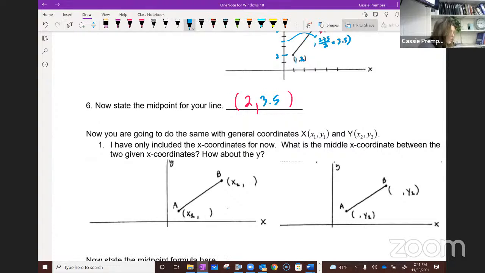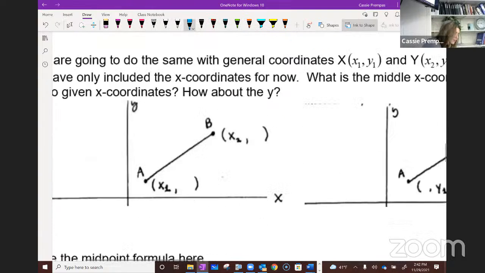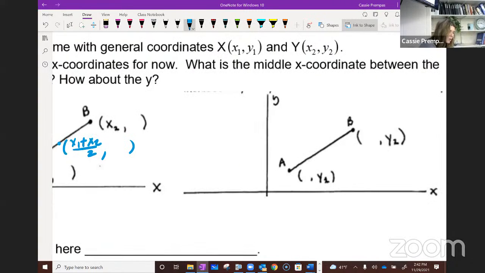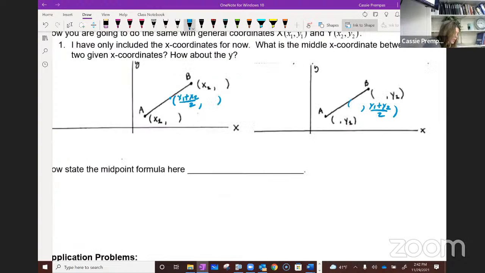If you know one point and another point, to find the middle x, you could just find the average: x1 plus x2 divided by 2, and that will tell you the x. And to find the y, you would do y1 plus y2 divided by 2. And that's your midpoint formula. So now state the midpoint formula here.